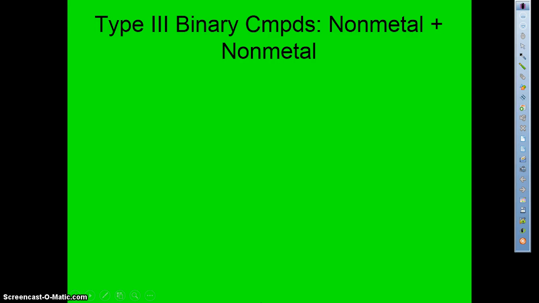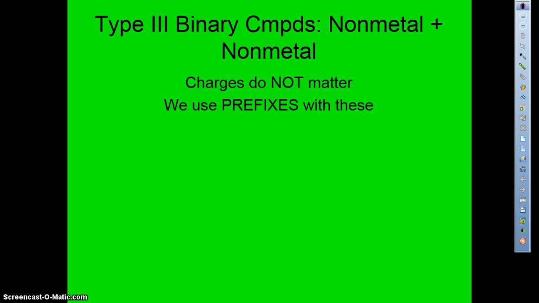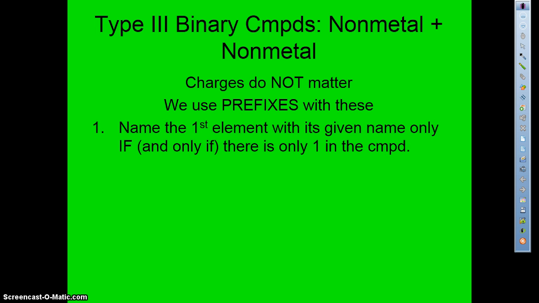Now, as promised, we're going to look at type 3 binary compounds, a nonmetal and a nonmetal, and these are the simplest ones to name. In this case, the charges do not matter. We're not forming ionic compounds. There is no transfer of electrons, only sharing of electrons. So we're not going to worry about their charges and indicate how many we have of each by using prefixes.